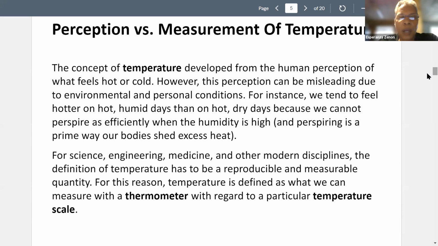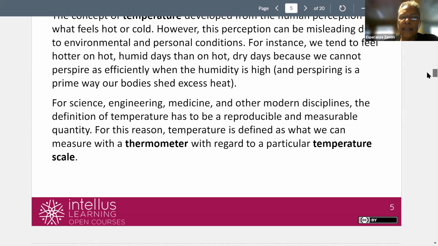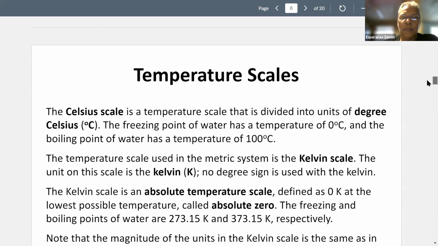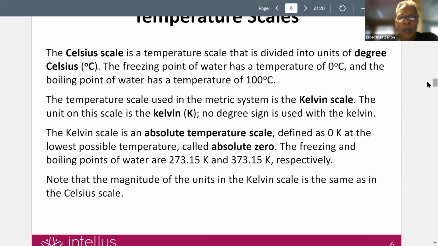And that is why we turn to this notion of measuring temperature, which brings about the need for a thermometer, which is the instrument or tool that we utilize to measure temperature, okay? And so the thermometer involves reading a scale, and so we need to know what scales we utilize.